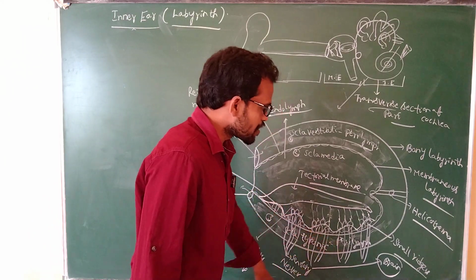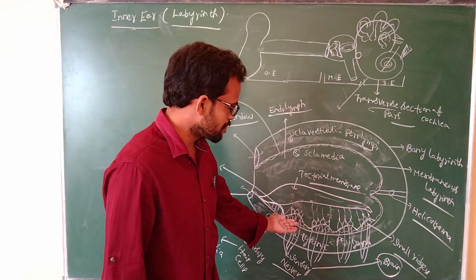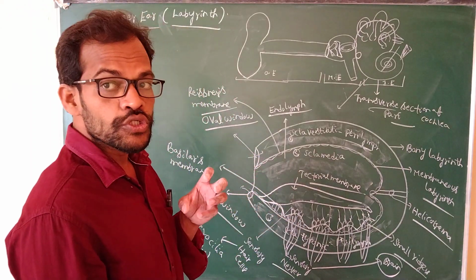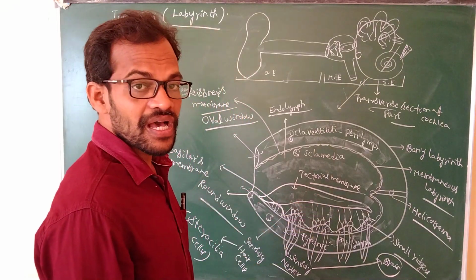The scala tympani is also filled with perilymph. The base of the basilar membrane consists of neurons or nerve cells. These sensory nerve cells open into the brain.